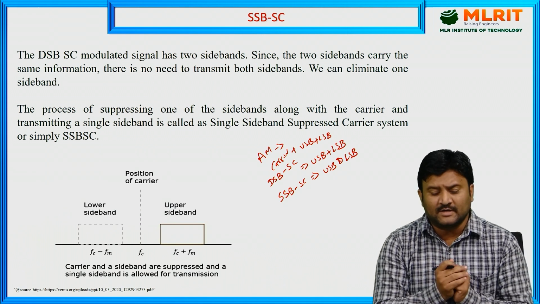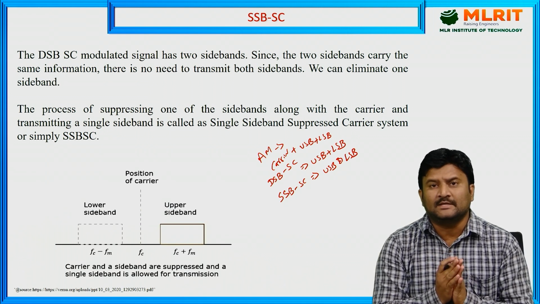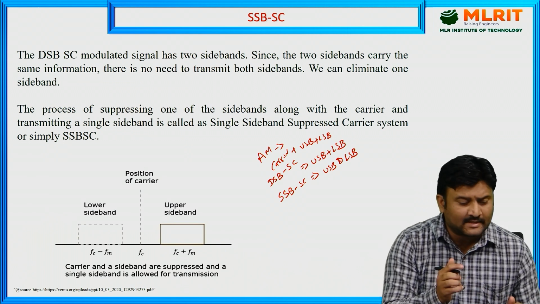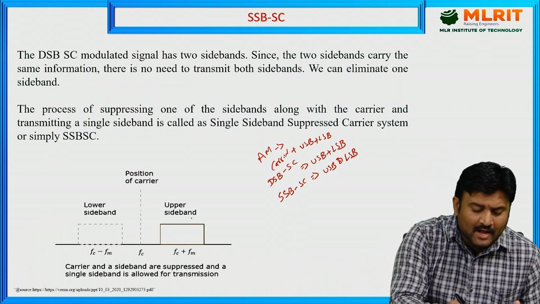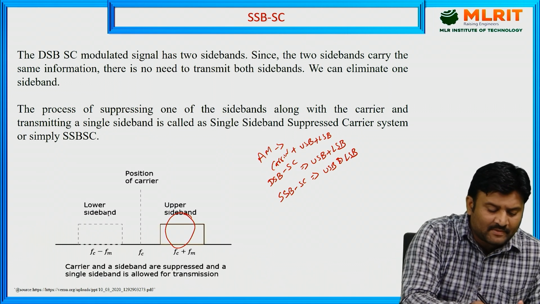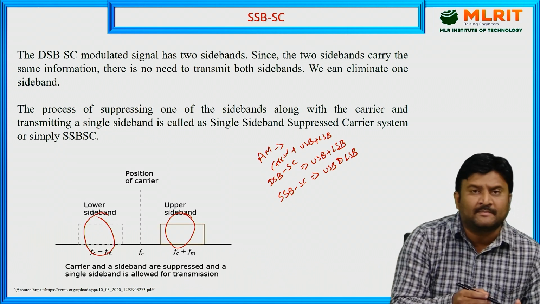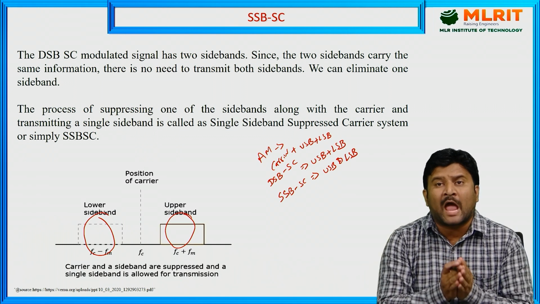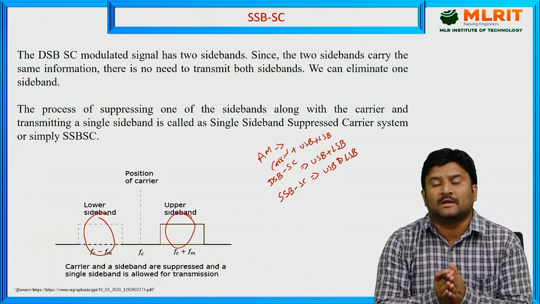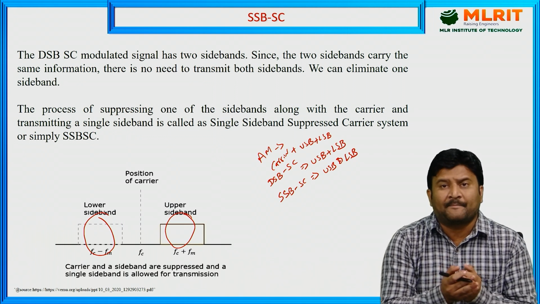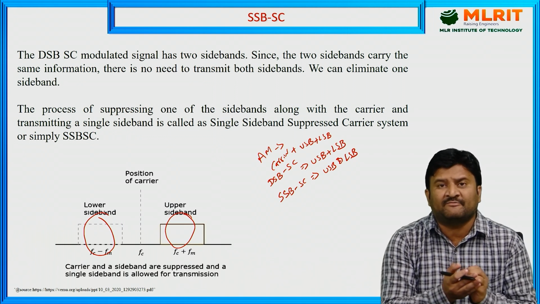And the third one is SSB-SC, single sideband suppressed carrier. That means the upper sideband consists of the information. The mirror of that information is FC minus FM, the lower sideband. The information we have in the upper sideband is the same information in its mirror, the lower sideband.